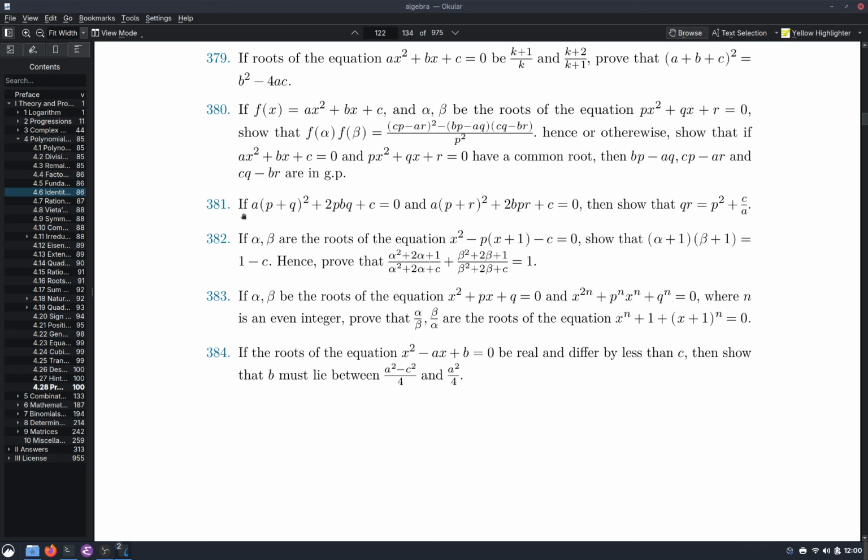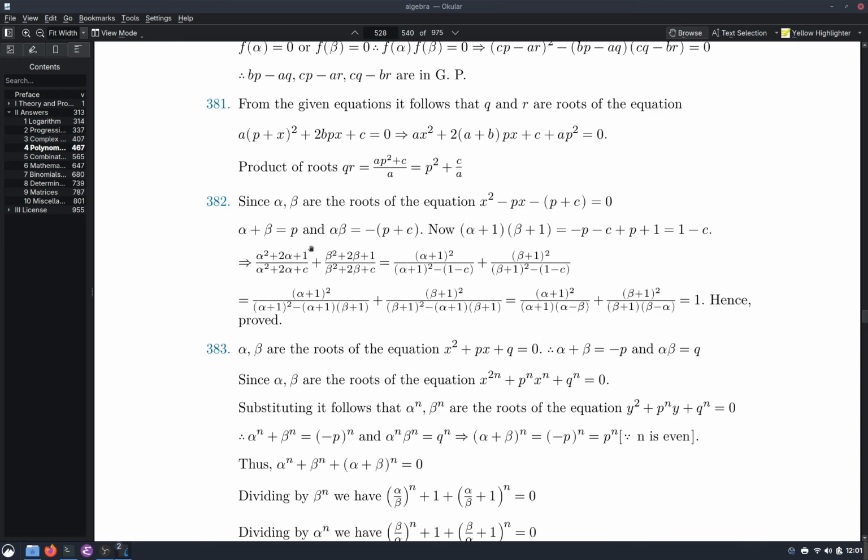Question 381 says that if a(p+q)^2 + 2pbq + c = 0 and a(p+r)^2 + 2bpr + c = 0, then show that qr = p^2 + c/a.